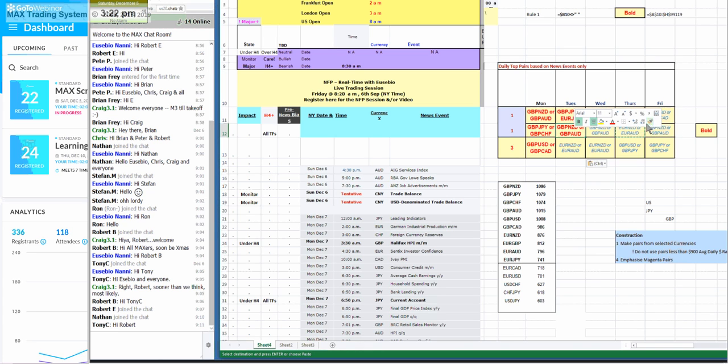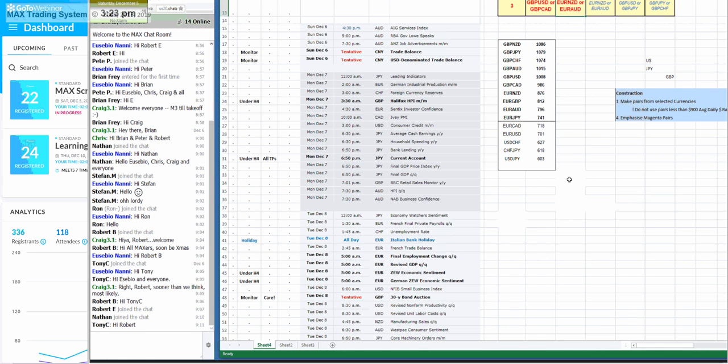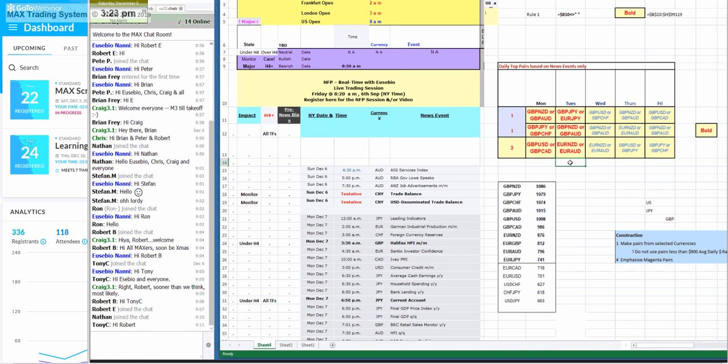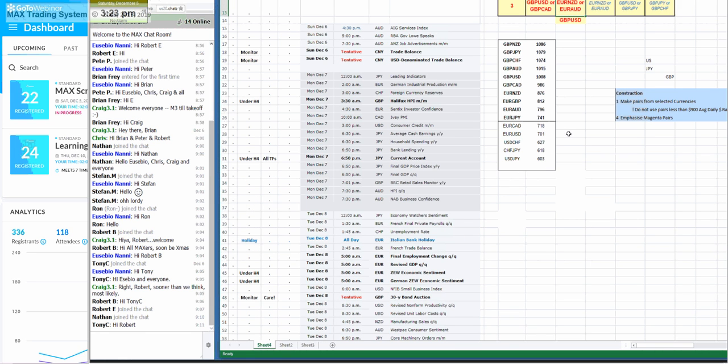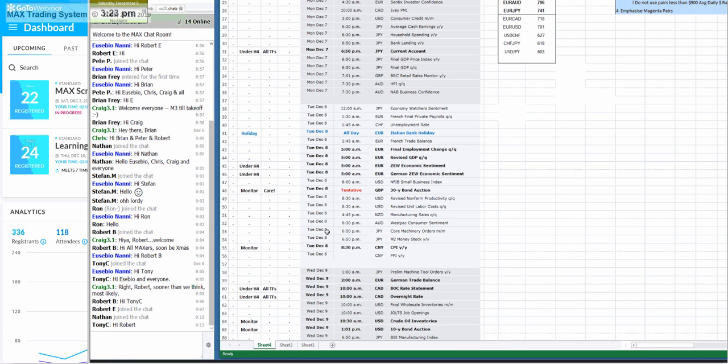And I see that we don't have a pair covering the US session. So you can add the pound US dollar for possibility to cover the US session. Oh, it's already bolded. That's cool. Right. So leftovers from Tuesday is nothing.